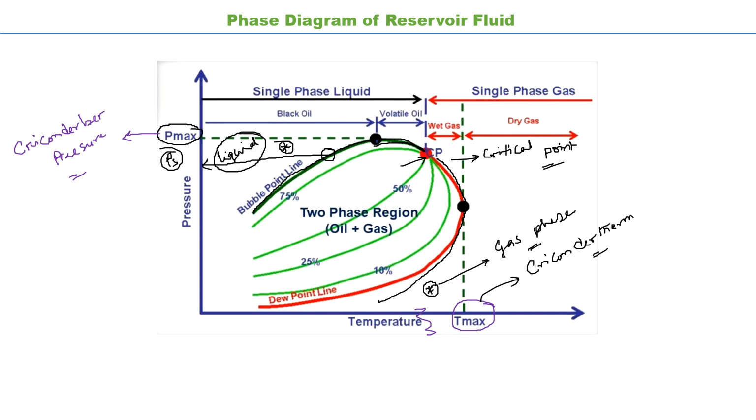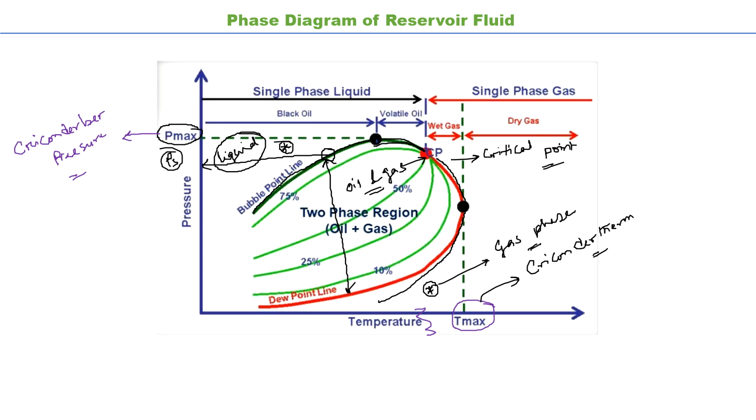So outside the bubble point curve, only a single phase, that is the liquid phase, is present. Outside the dew point curve, only a single phase, the gas phase, is present. Now in between these two curves, the bubble point and dew point curves, a two-phase region will exist, that is oil and gas will coexist. This region is known as the phase envelope. Okay, and this dew point line and bubble point line are called the quality lines or quality curves.